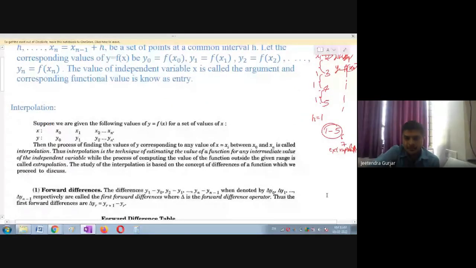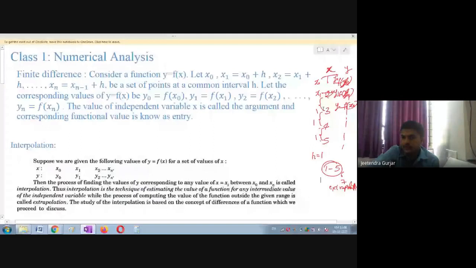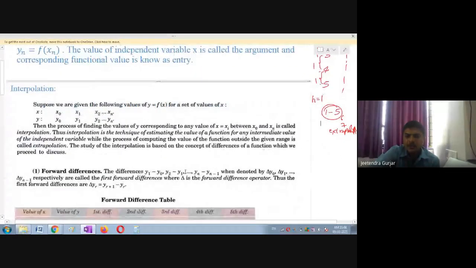Here, please remember, in this difference, again, we have two types of differences. One is the forward difference, and the next is the backward difference. So we can see here we have forward difference. The differences we are going to have are y1 minus y naught, y2 minus y1, till yn minus yn minus 1, where we denote these by delta y naught, delta y1, delta yn minus 1 respectively. So we consider this as the first forward difference.